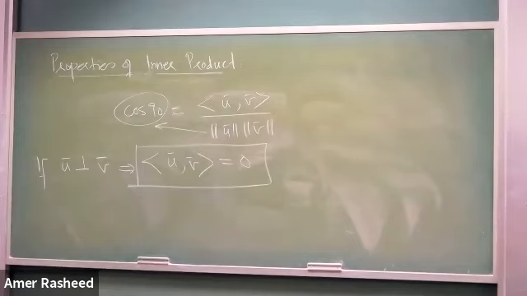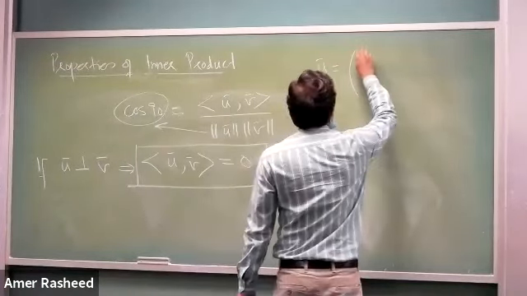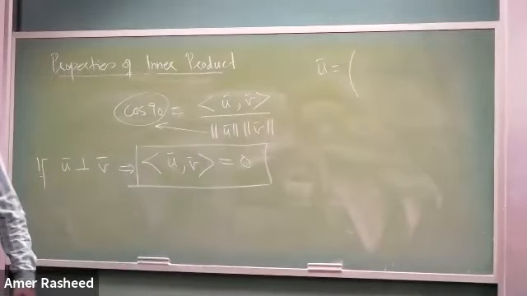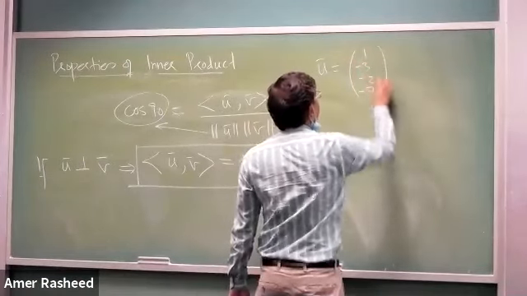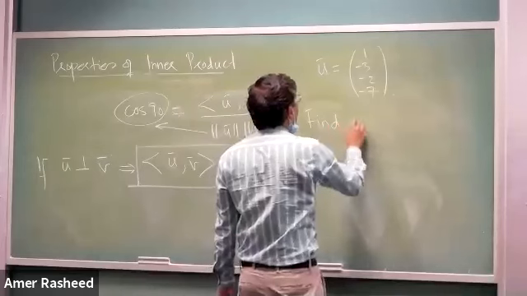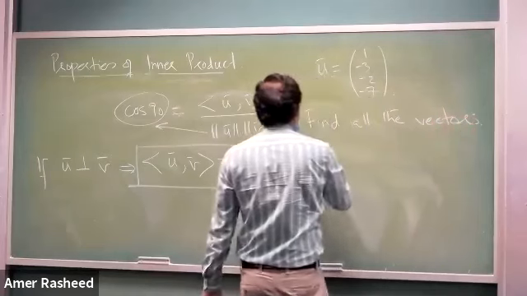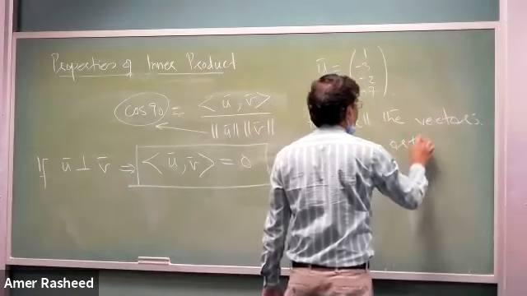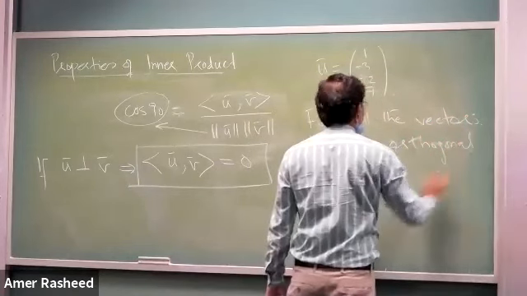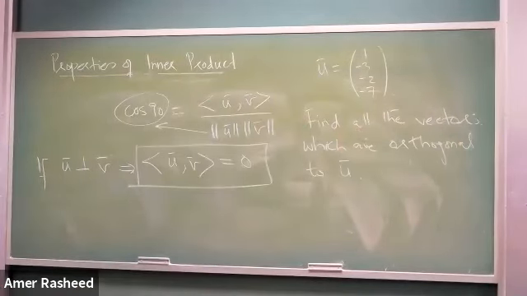Now, there is a very interesting question here. Let u be equal to (1, -3, -2, -7). Find all the vectors which are orthogonal to u. How can you find them?